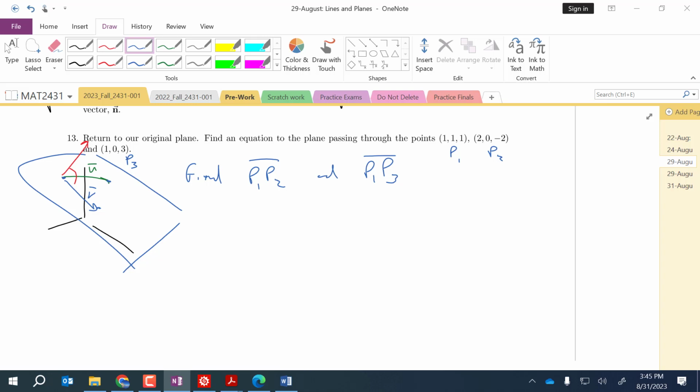The first vector would be, let's see here, we would do 2 minus 1, 0 minus 1, negative 2 minus 1. That's the first vector. That's what I'm calling vector U here. I'm going to put that in green, folks. So we did 2 minus 1, 0 minus 1, and negative.